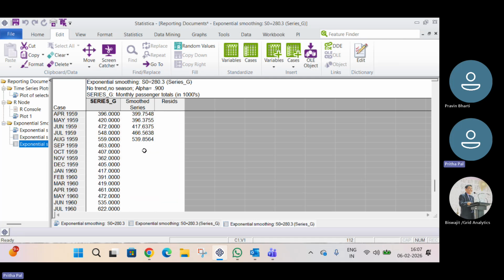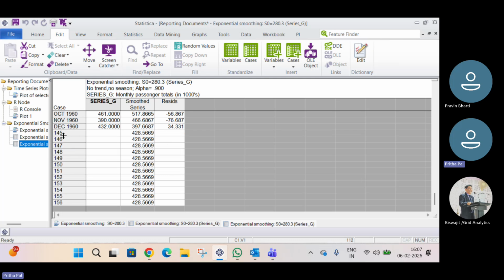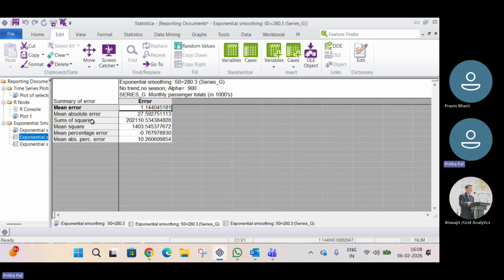Next, if we check, we had initially the historical data up to December 1960. So after that, from case number 145, that is from January 1961, it has started predicting or forecasting, but we can see the prediction is not good. It is predicting the same value for the rest of the 12 months. Now, if we check the summary of error, the mean square error is 1403.54, which is quite large.